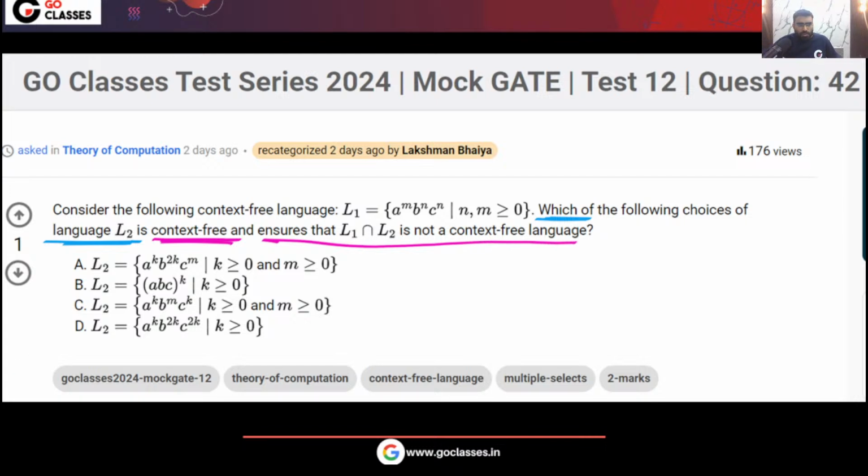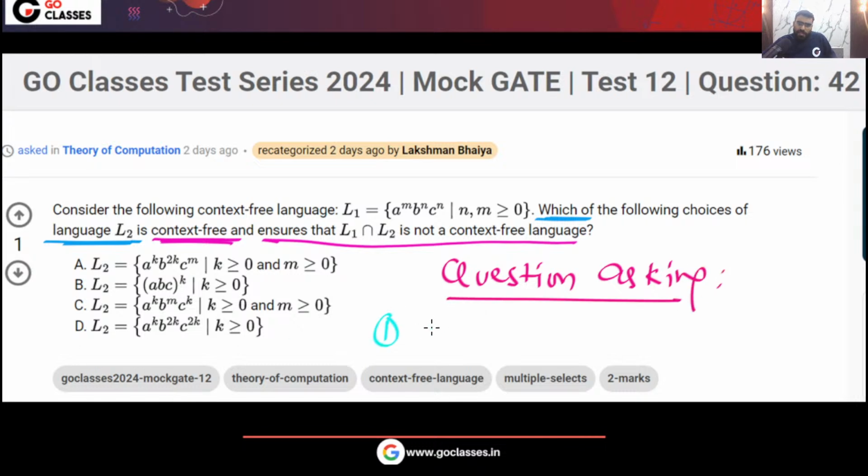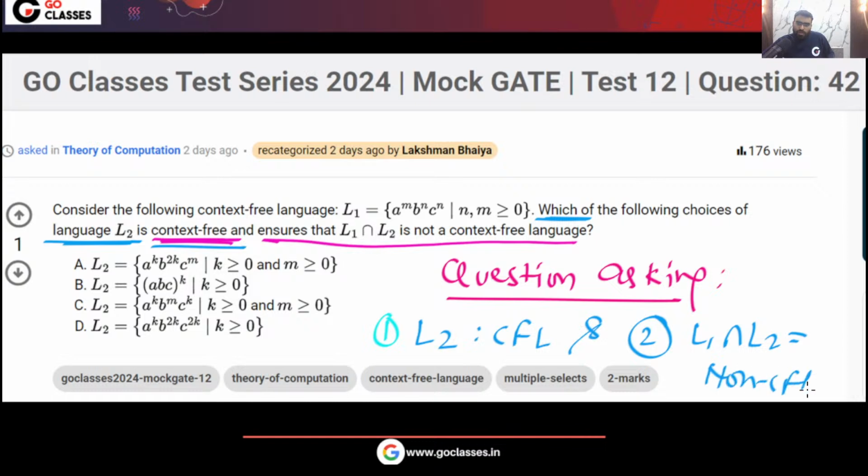So there are two situations here. What is the question asking? The question is asking basically two things. First of all, L2 must be CFL. And the second thing, L1 intersection L2 must be not CFL. So there are two things here. Please understand. One is that L2 must be CFL, and L1 intersection L2 must be not CFL.